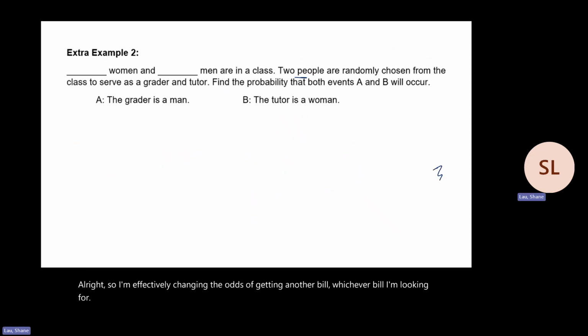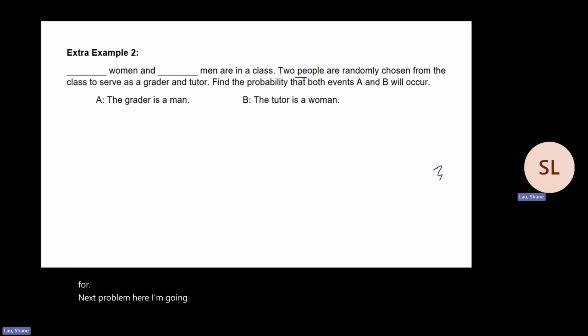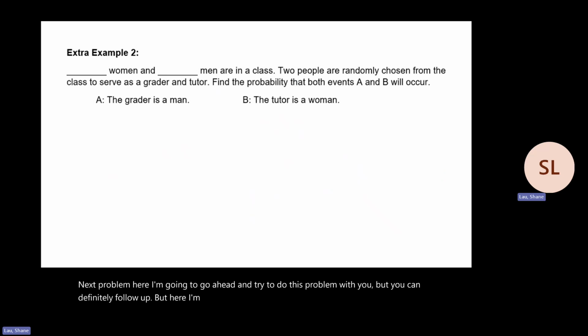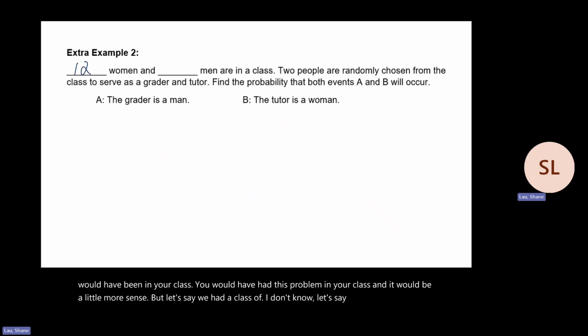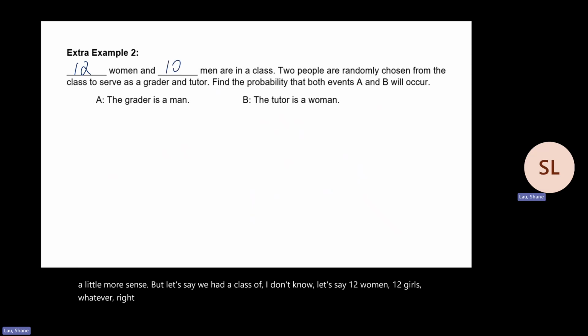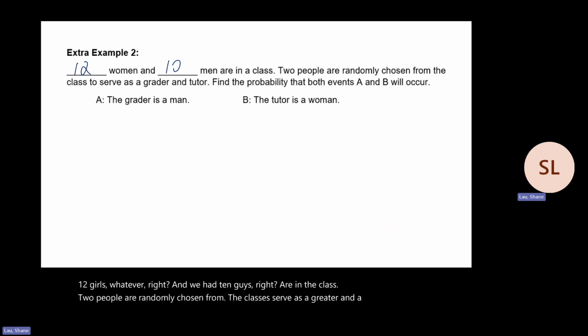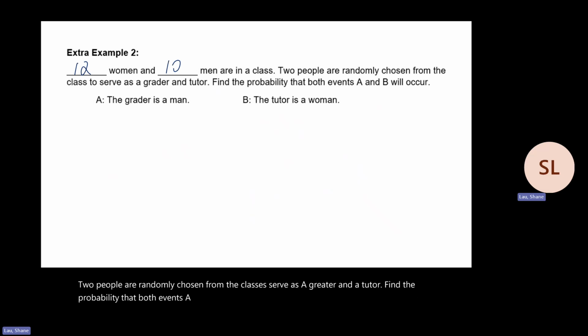Okay, next problem here. I'm going to go ahead and try to do this problem with you, but you can definitely follow along. But here, I'm looking to make a different kind of problem happen. And this would have been in your class. You would have had this problem in your class and it would make a little bit more sense. But let's say we had a class of 12 women, 12 girls, whatever, right? And we had 10 guys in the class. 2 people are randomly chosen from the class to serve as a grader and a tutor. Find the probability that both events A and event B will be chosen.